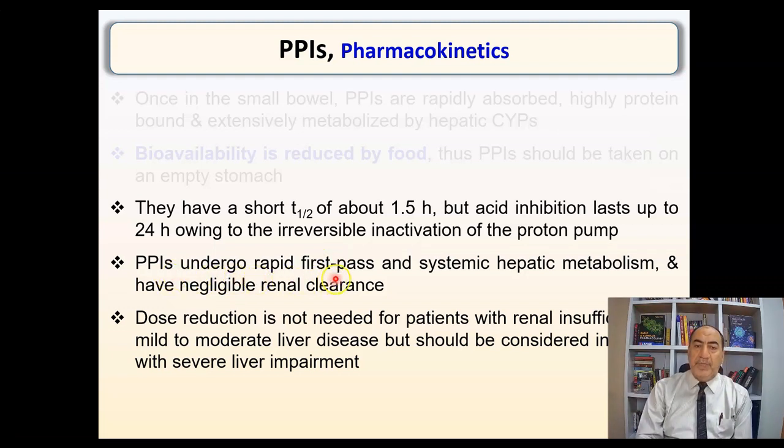They undergo rapid first pass and systemic hepatic metabolism, but negligible renal clearance. So mainly they undergo hepatic metabolism. That's why dose reduction is not needed for patients with renal insufficiency, but is required for patients with severe liver impairment.